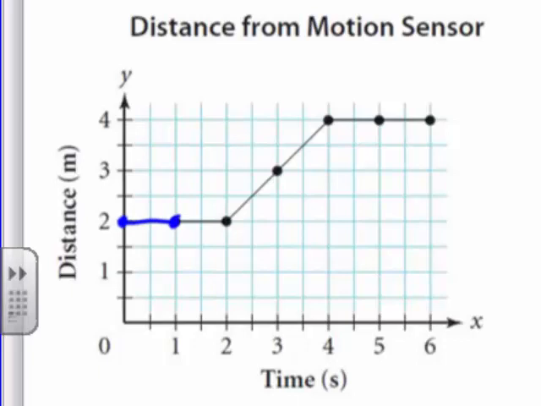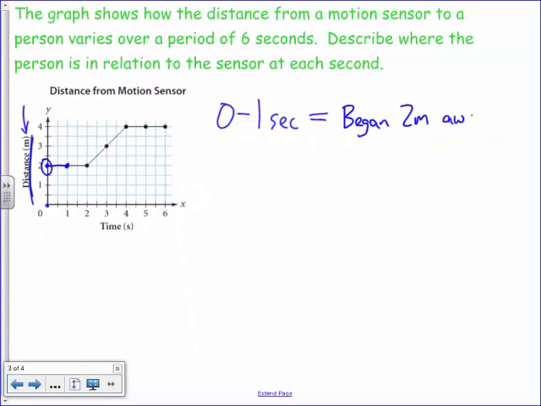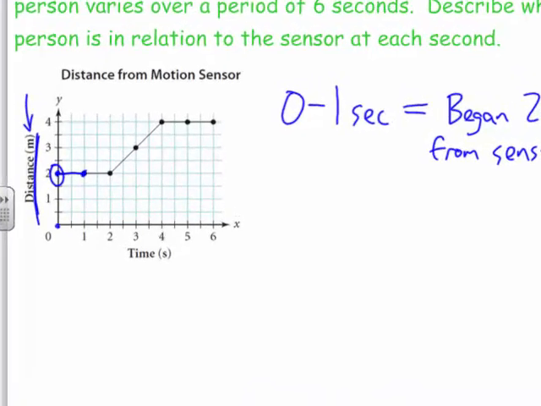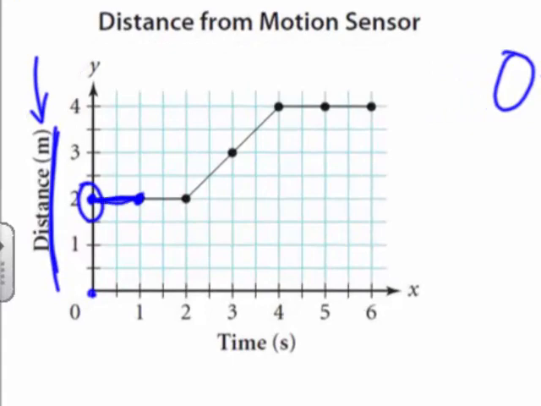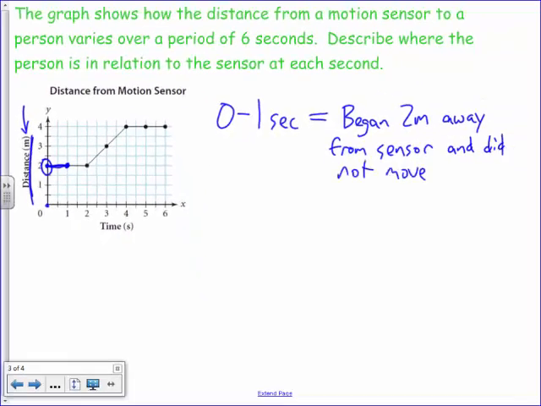So first of all, was I right next to the motion sensor, or was I a distance away from the motion sensor? Well, here's your distance. So at 0 time, I was 2 what? 2 inches, 2 feet? How can I tell? Yeah, look at your label. It says M, 2 meters. So you began 2 meters away from the sensor. And did you move at all? Let's see, it goes straight across. No, I'm still at 2 meters. So you did not move. You began 2 meters away from the sensor and did not move. So you stood still, or you could say you stood still at 2 meters away, something like that.